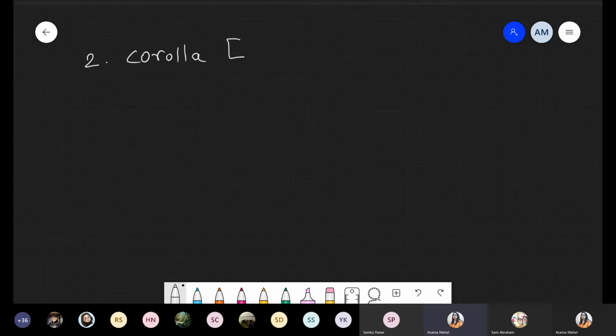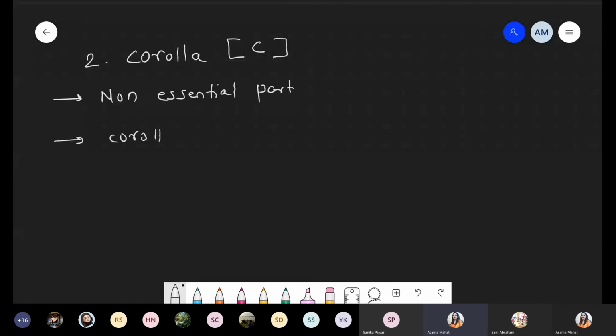And corolla is represented by capital C. Okay, calyx for the K, corolla for the C. Again, same information. Corolla, basically these are the non-essential parts because they are not involved in the gamete formation. Now that corolla consists of the petals.